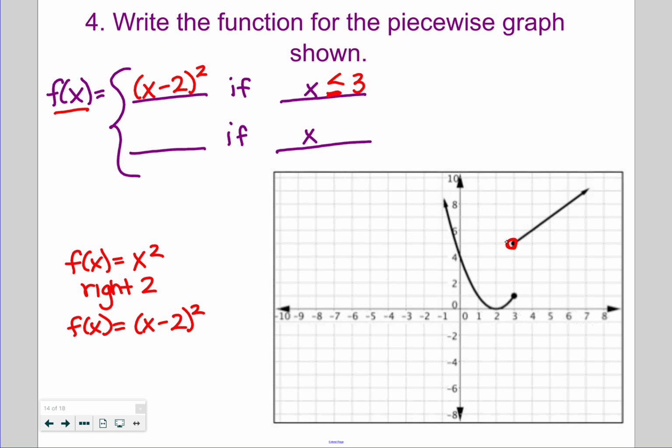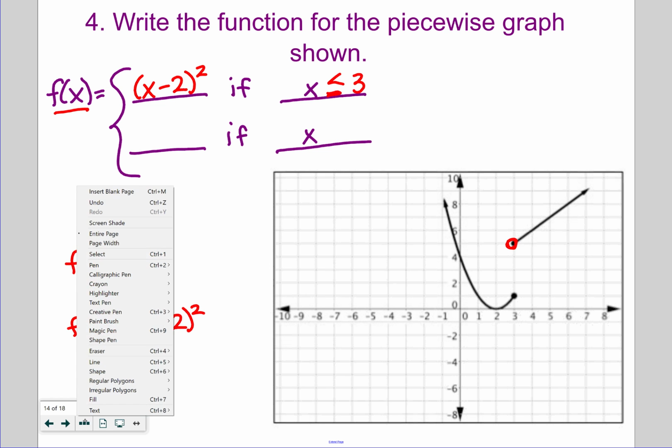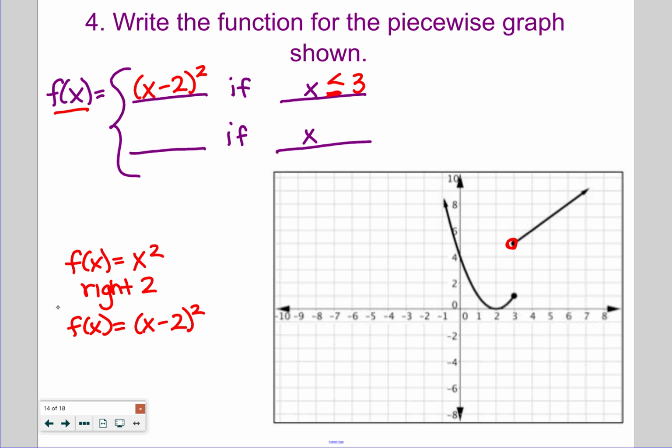For the other part, we have a line, so we're going to think y equals mx plus b, and there's 2 things we need to know for this equation. Number 1, what's the slope? And you can count rise over run here. You have to rise 1 and run 1. So your slope is actually 1.